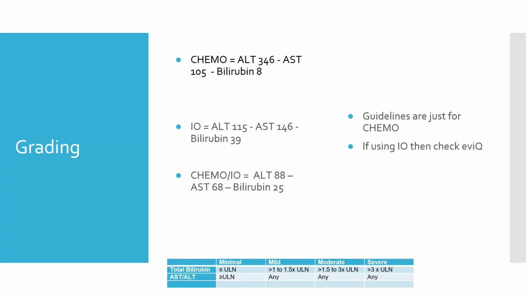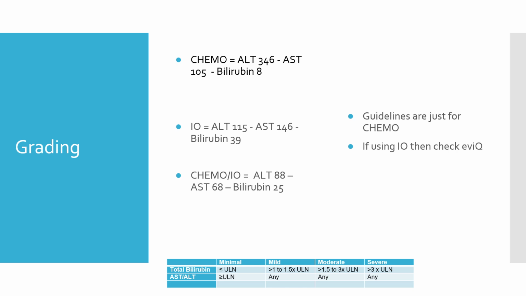So just a little bit on grading. When you come to grade your transaminitis, or your elevated ALT, AST, first off, you want to look at the level. So in our chemo example, we have an ALT of 346. In our pathology, the upper limit of ALT is 50.